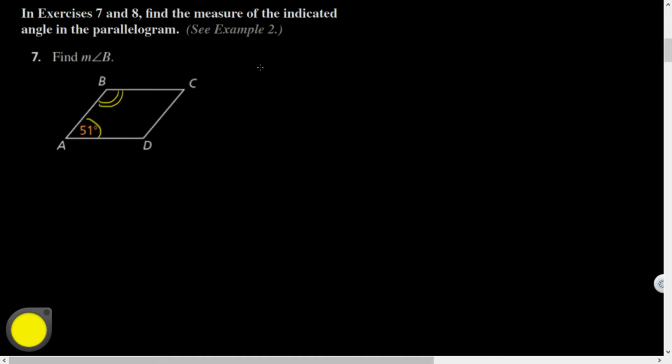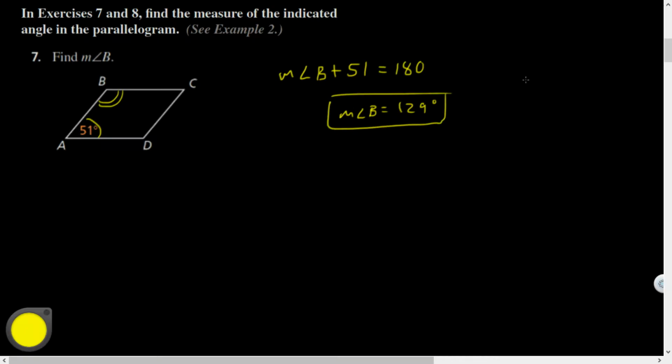Those angles are going to be supplementary, and by definition of supplementary, that means that their measures will add to be 180. Subtract 51 from both sides. 129, I'm guessing. Looks like golden. Lovely. All right, let's keep going.